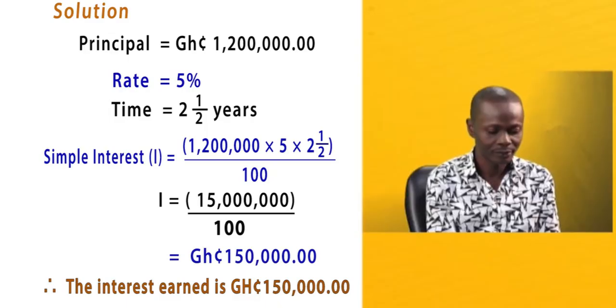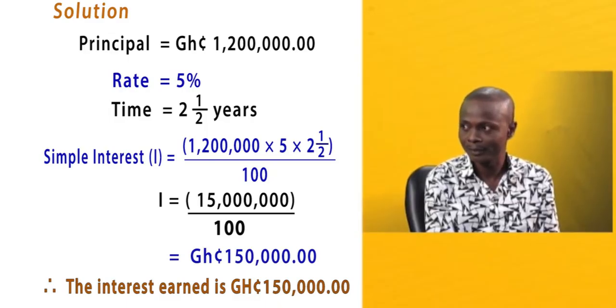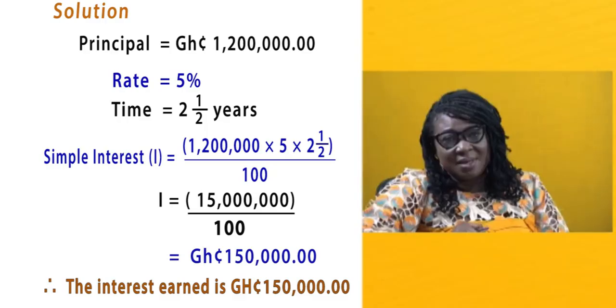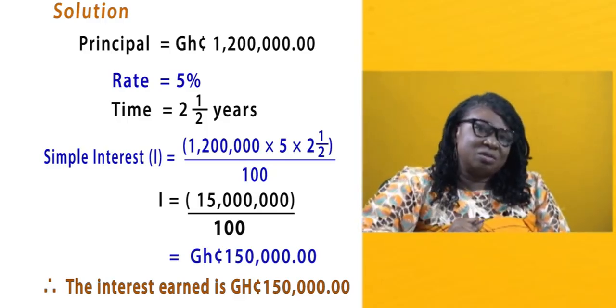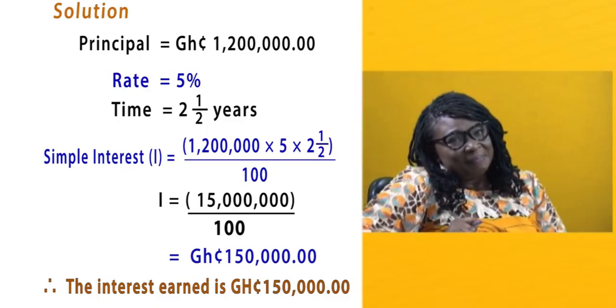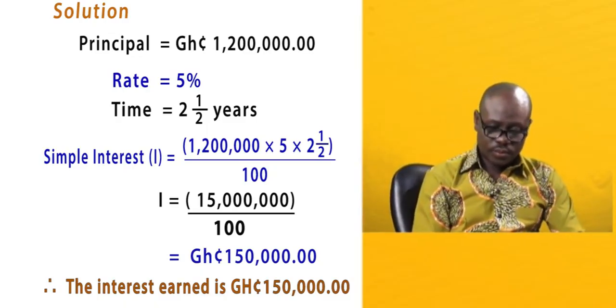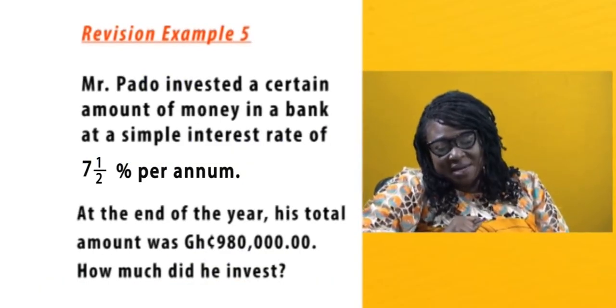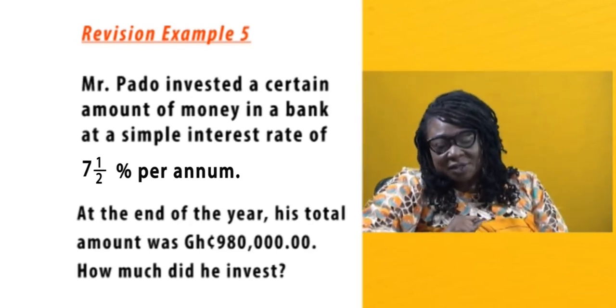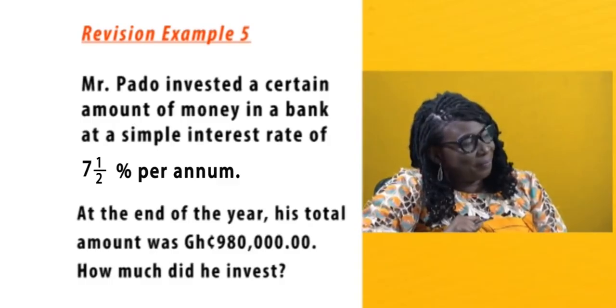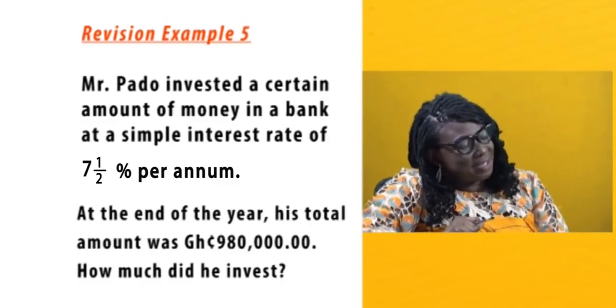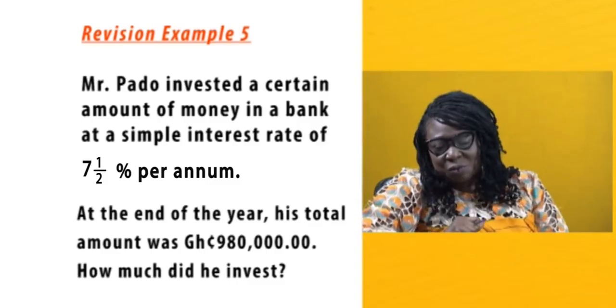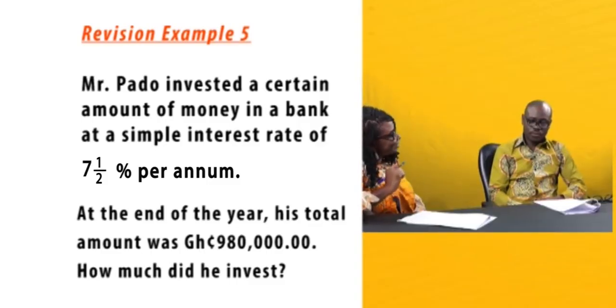Students, I hope you are working along with us. Now we are going to take another question, and I want to address this question to Mr. Odame. Here is the question: Mr. Pardo invested a certain amount of money in a bank at a simple interest rate of 7.5% per annum. At the end of the year, his total amount was 980,000 Ghana cedis. How much did he invest?